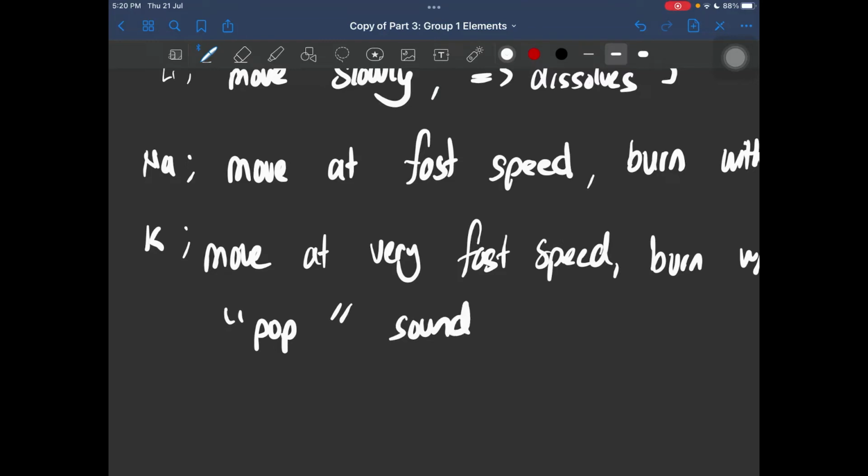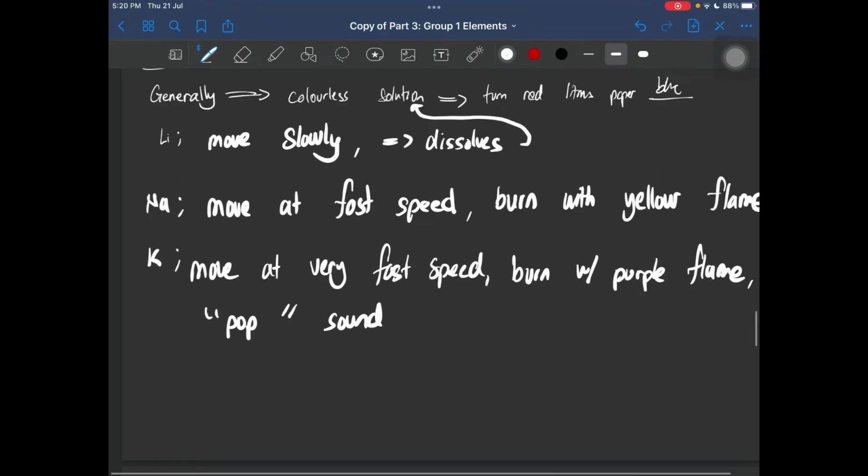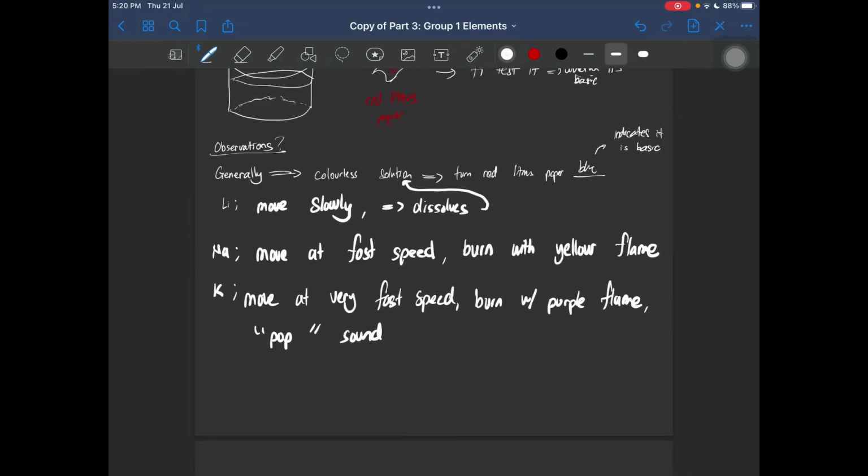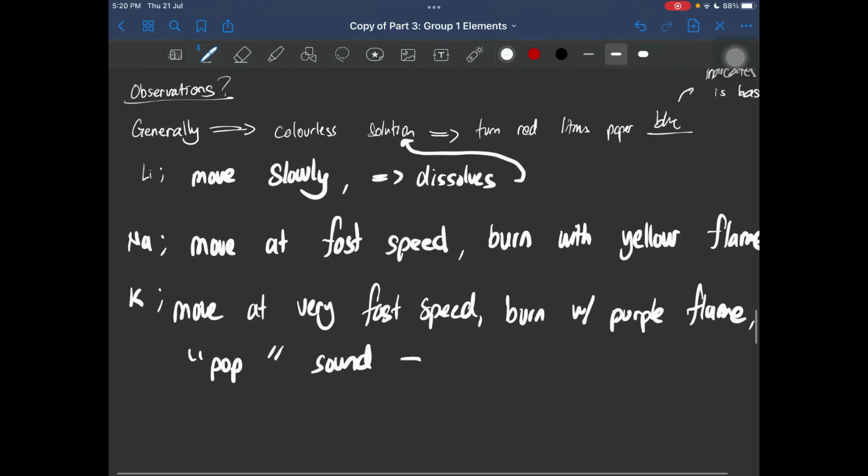Now you should already be able to guess what this gas is, right? We have done a lot of tests since your lower secondary on a lot of gases that we learn in chemistry, and there is only one gas which we learn that, if the gas is burnt, will produce a pop sound. So what is that? It is the presence of hydrogen gas.